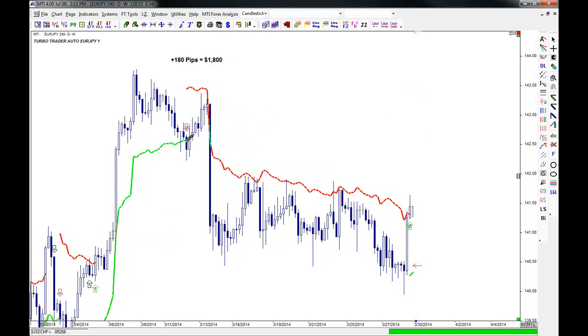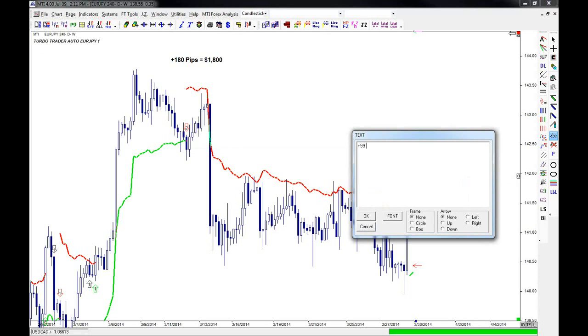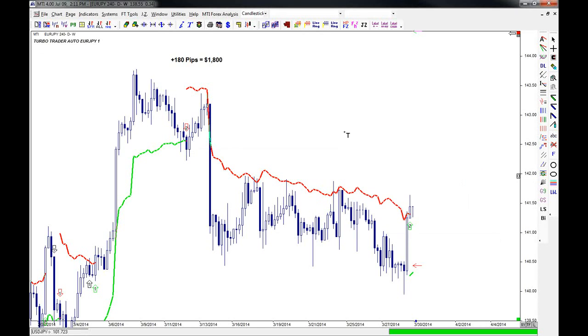Absolutely. So once again, we got in here after reversing our position. We got out here. Who can tell me how many pips we're at? 99 pips. So we're up 99 pips, or 990 US dollars. Let's keep this moving here. I'm going to show you one or two more examples on this.